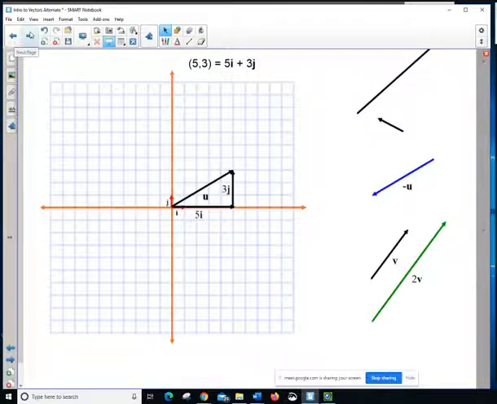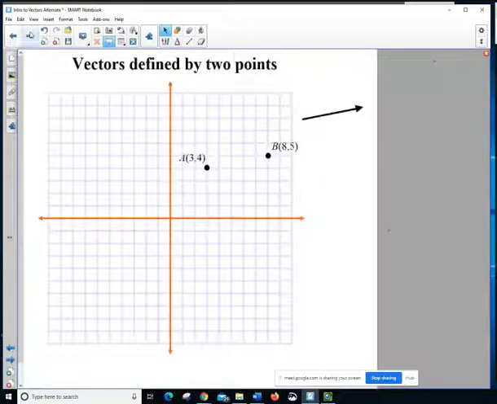All right? The last thing we'll work at here is a vector defined by 2 points. So let's say I have this point (3, 4) and (8, 5). And there's my vector. So can you tell me what the resultant vector is, just by looking at it?